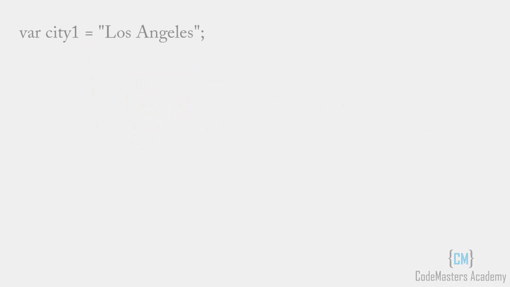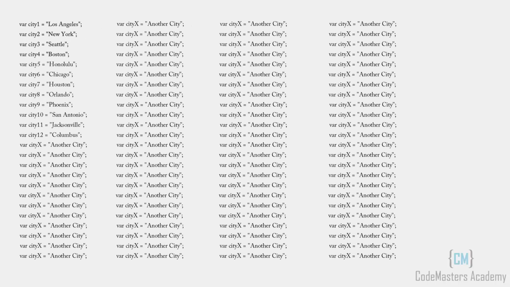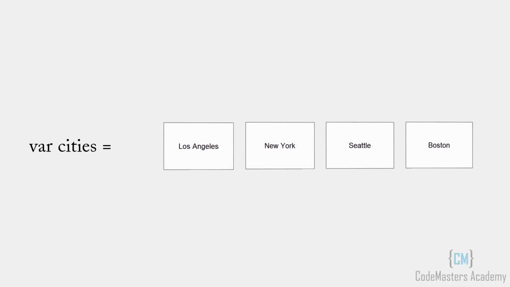Imagine you had a list of 4 cities. We could create separate string variables like this. This might work for 4, 5, even 10 cities. But what will happen when we have 100? What about a few hundred? We simply don't want to manage this many variables. A better way is to store all the cities in a single array variable.